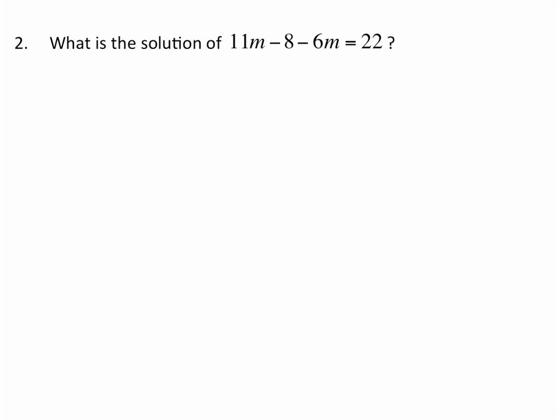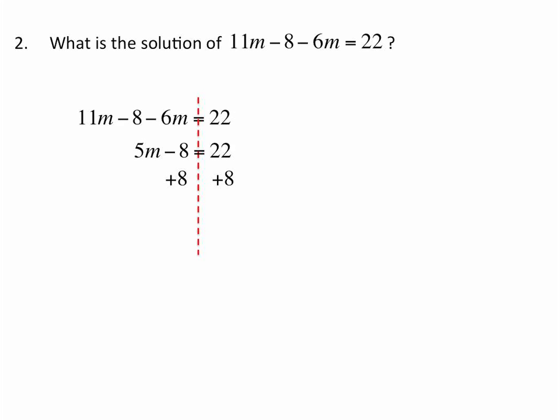So 11m minus 8 minus 6m equals 22. I got to put the m's together first, combine those like terms. I should wind up with 5m minus 8 equals 22. Add an 8 to both sides. 5m equals 30. Divide both sides by the 5, and m should be 6.